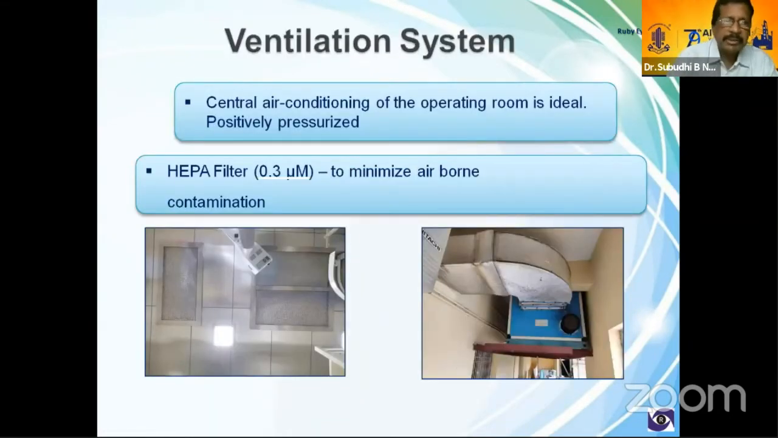Ventilation system. Central air conditioning in the operation room is ideal and it is positively pressurized. Through this, the positive pressure air is pumped into the operation theater and falls on the operation table. HEPA filters remove particles down to a minimum size of 0.3 microns to minimize airborne contamination. So this is outside the hospital complex.